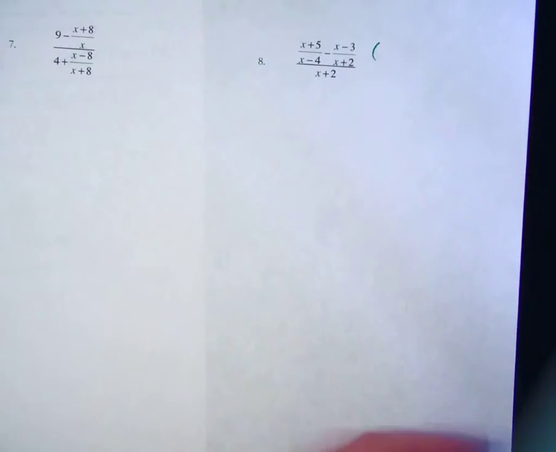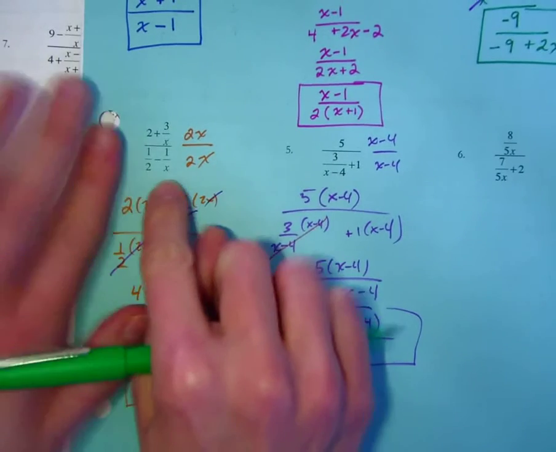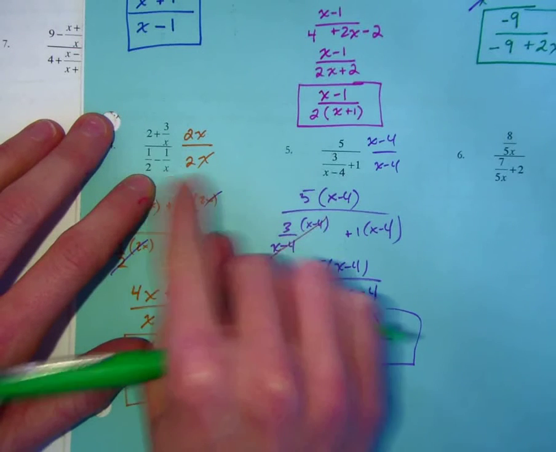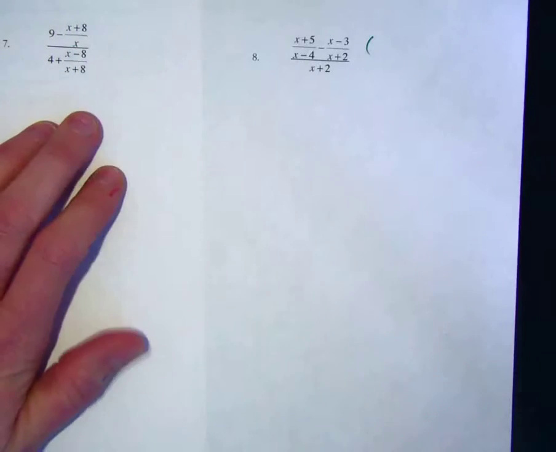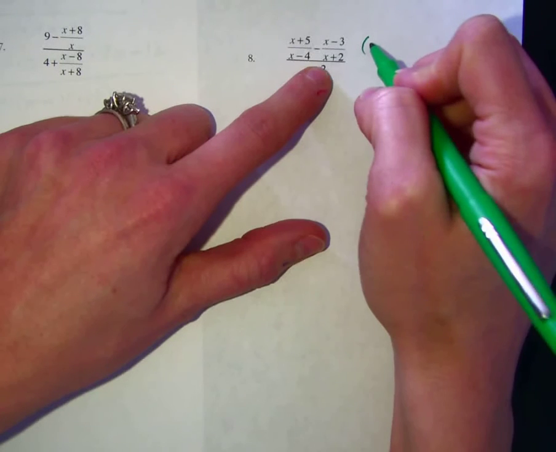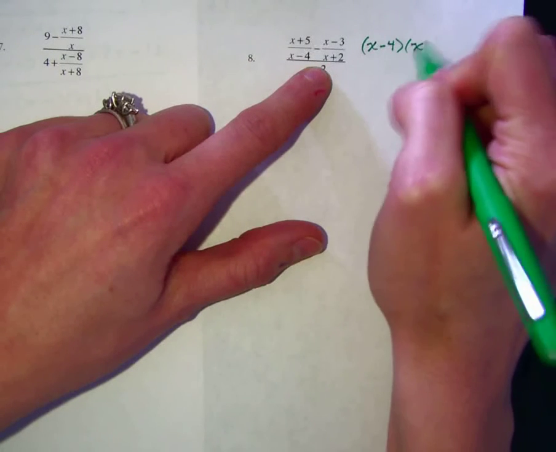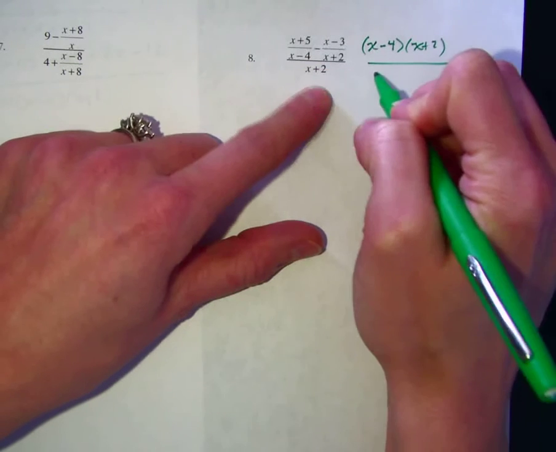Take a look at number 4 here, right? What did we do when we had different denominators? We ended up multiplying them. So over here, what do you think they're going to be? So it's going to just be x minus 4 times x plus 2, but we need to multiply that to the bottom as well.